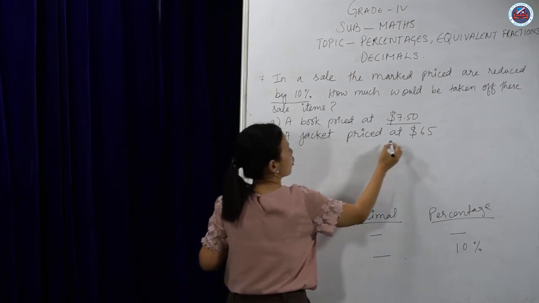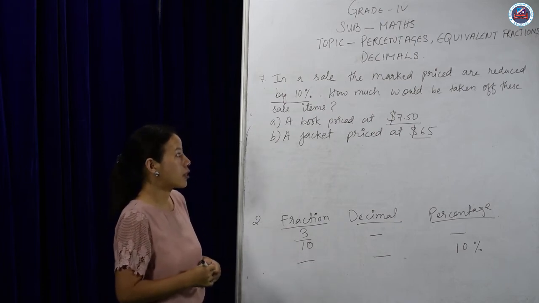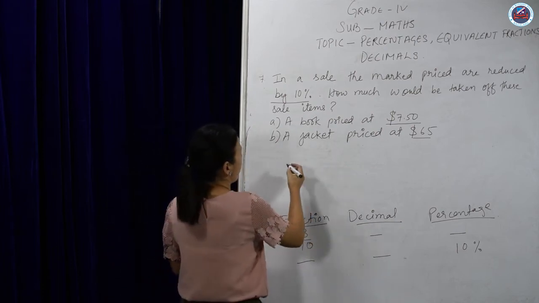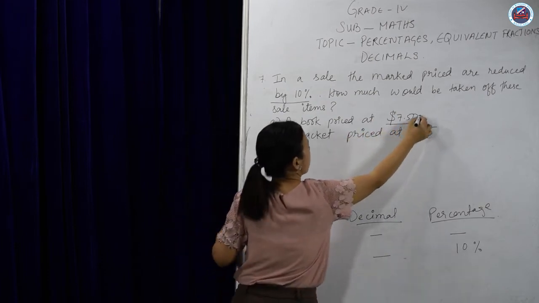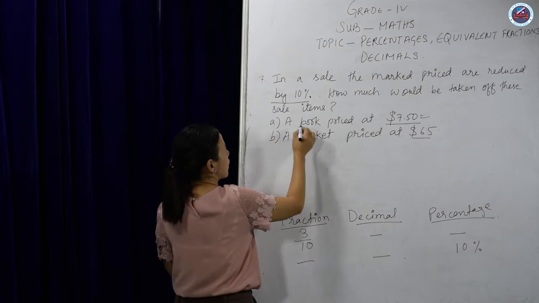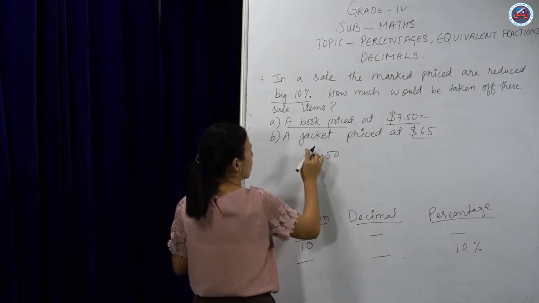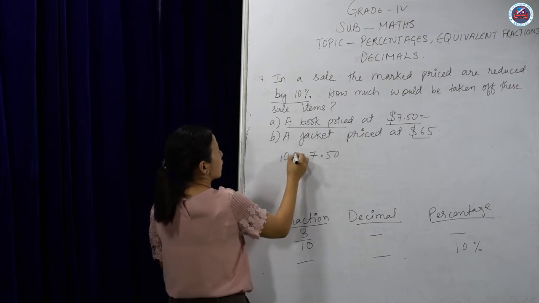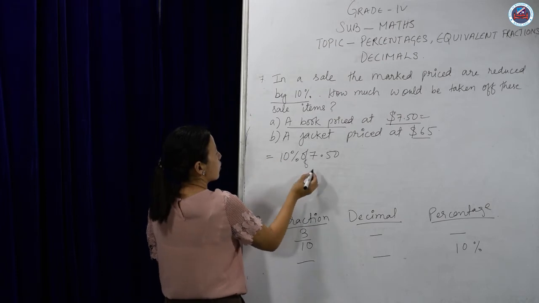Then here we have the jacket price is 65. So 10% of 65 is how much? Let's find out. The price has been reduced, so let's find out how much 10% of this amount is. First, let's go for the book price. We have 7.50, right? It says 10% is reduced, so 10% of 7.50.